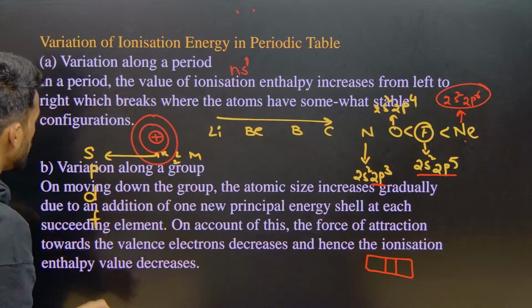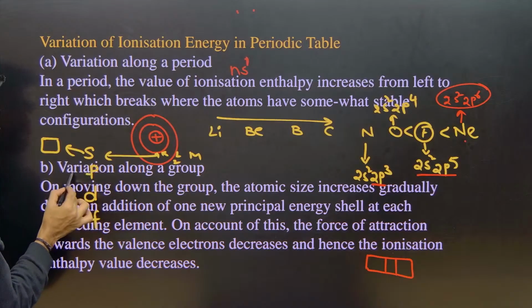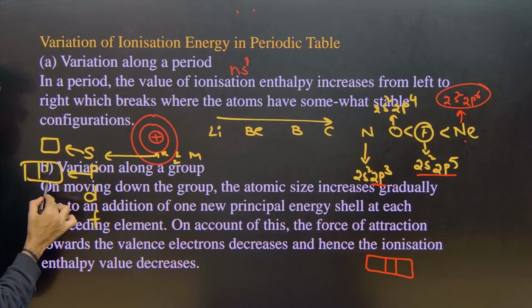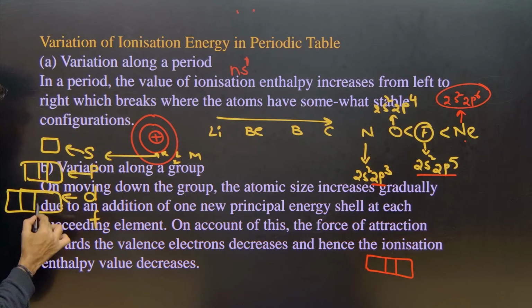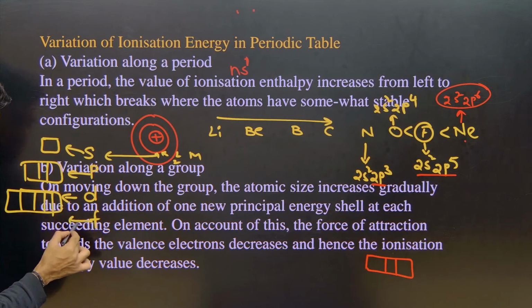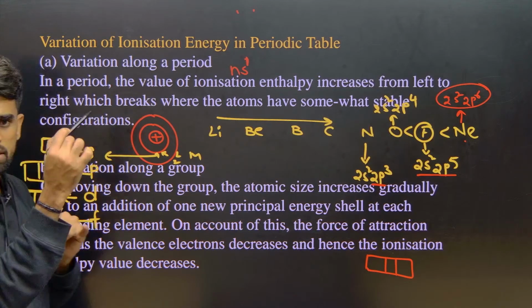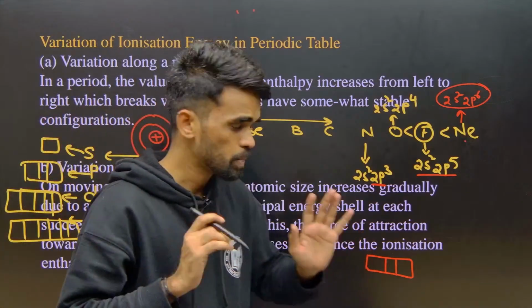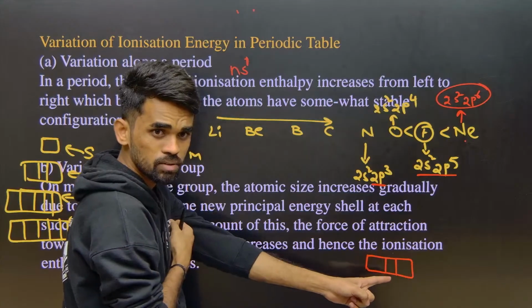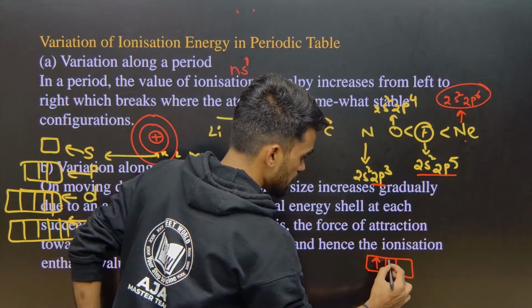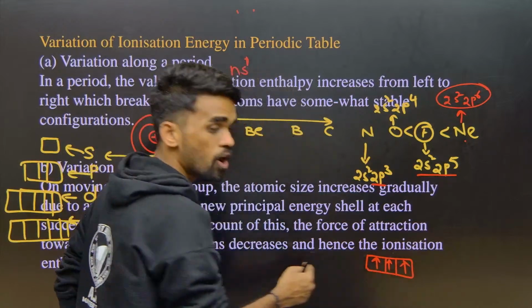Now the s subshell has one orbital. The p subshell has 3 orbitals. For d, 5 orbitals. How many orbitals are there? 5. For f, 7. Just use odd numbers: 1, 3, 5, 7. That's enough. So now if you look at this, p has how many orbitals? 3. So 1 electron, 2nd electron, 3rd electron. Now see, the p orbital is half filled.